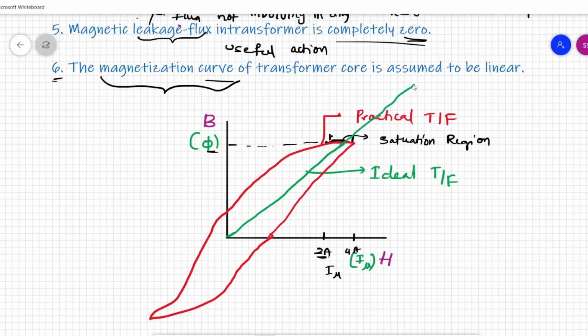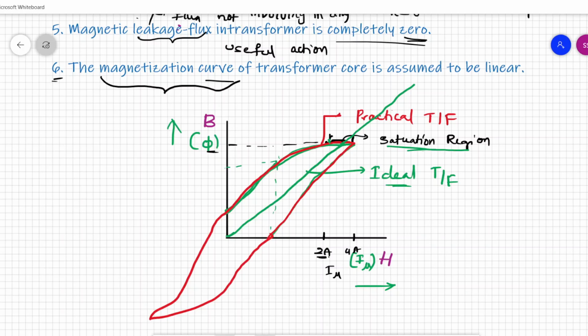As long as you increase the excitation current, the flux will increase linearly. This is the difference between practical and ideal machines. For practical machines there is a limit on flux increment with respect to current. Up to some extent it will be linear, and after this it will be non-linear. Practical machines will have a saturation problem, but ideal machines will not have any saturation.